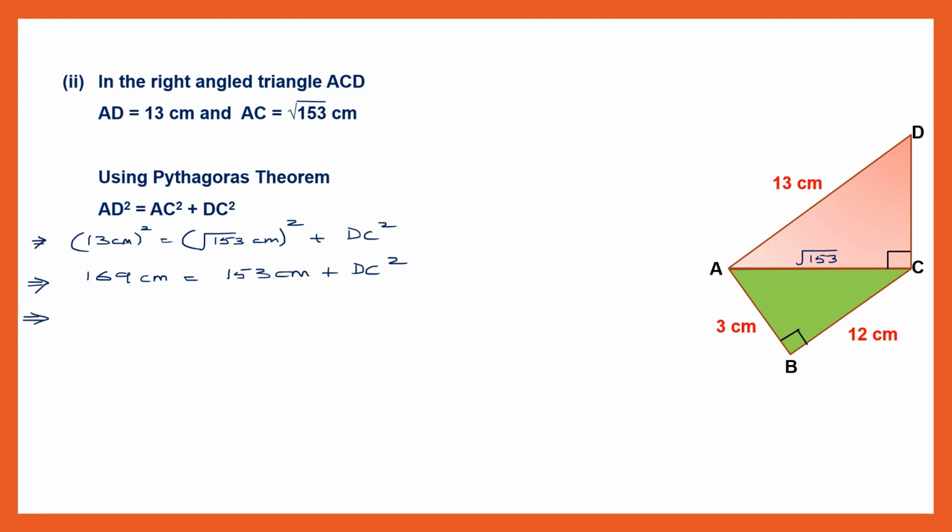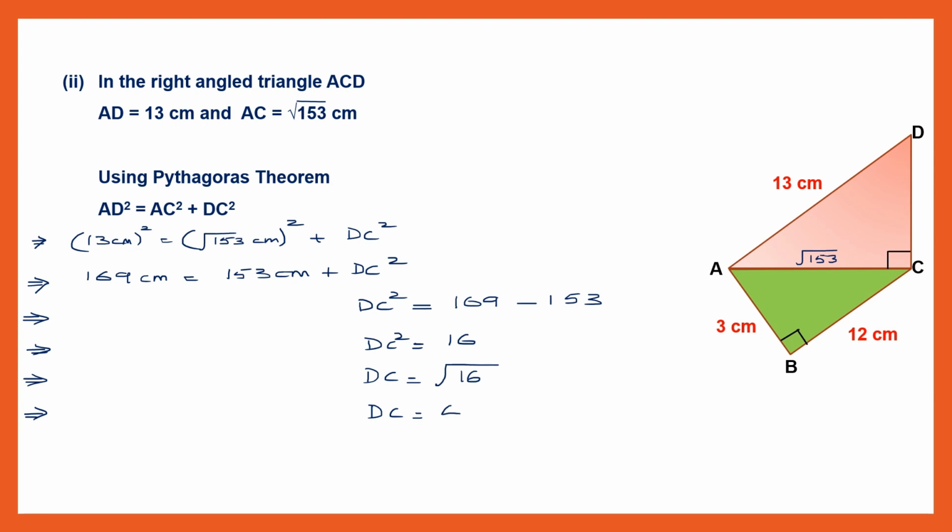So we're going to take only DC square because we need to find DC, and on the other side we have 169 centimeters. We're going to minus 153 from it because we have transposed it. So now we can find the value of DC square, that is 169 minus 153. And that is equal to 16. So if DC square is equal to 16, how much will DC be equal to? It will be the square root of 16. Now what is the number that when you multiply by itself gives you 16? The answer is 4, isn't it? So the square root of 16 is 4.